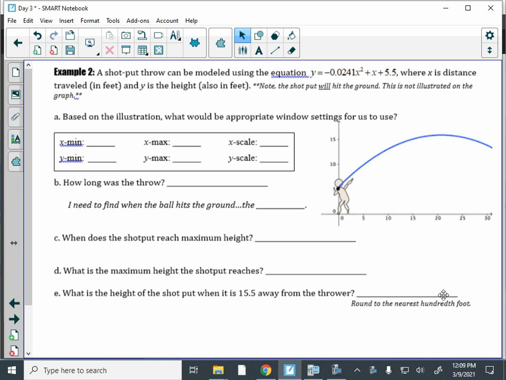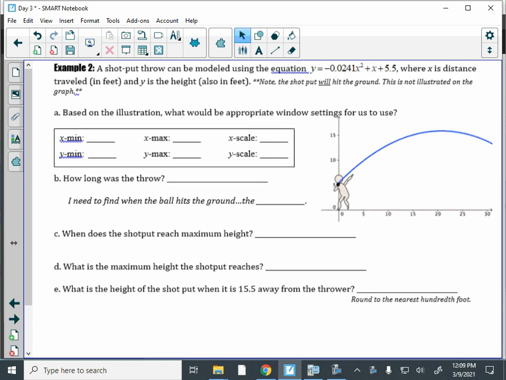It says a shot put throw can be modeled using the equation, where x is the distance traveled in feet and y is the height, which is also in feet. Notice that the shot put will hit the ground. This just isn't illustrated in the graph. So based on the illustration, what would be an appropriate window setting to use?